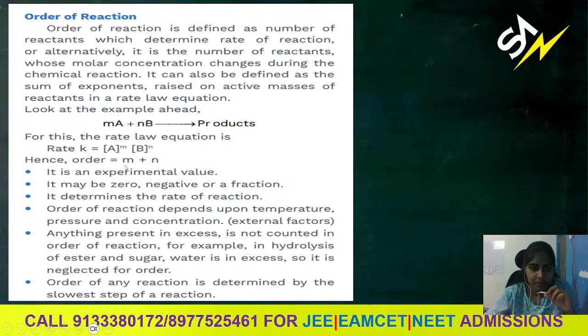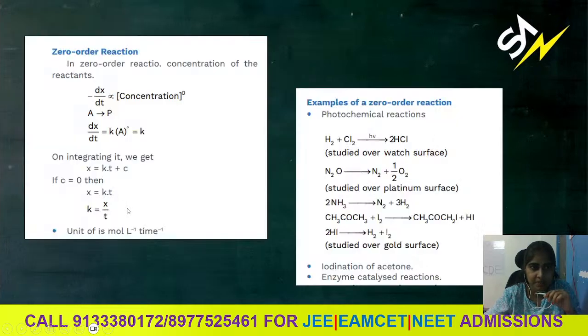Now this order of the reaction can be determined by the slowest step of a reaction. We have seen the zero order reaction. Zero order reaction is defined as the concentration to the power 0. The rate of the reaction is directly proportional to the concentration to the power of 0. That gives a zero order reaction.